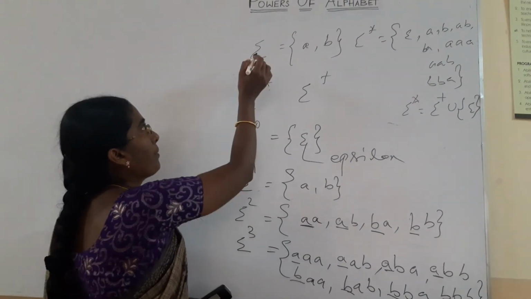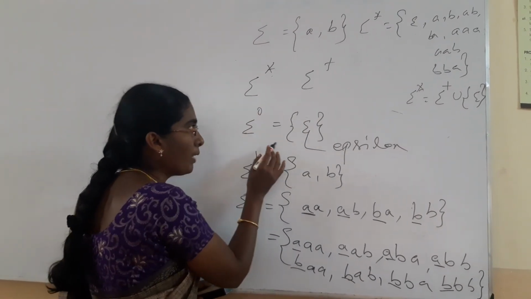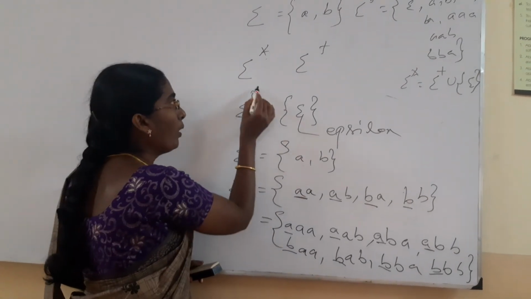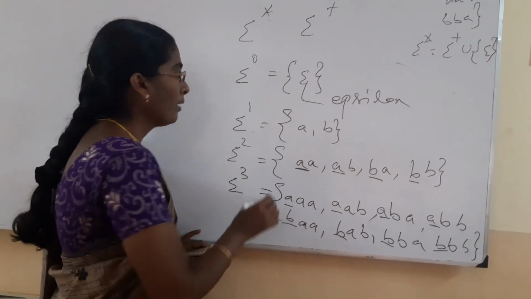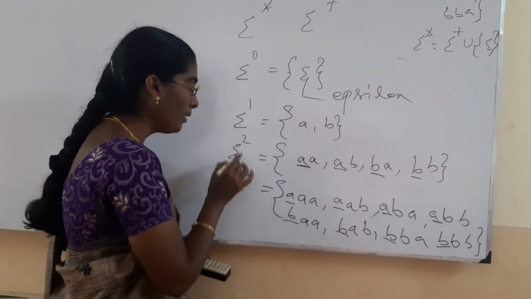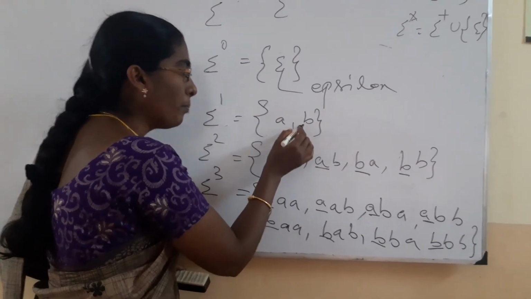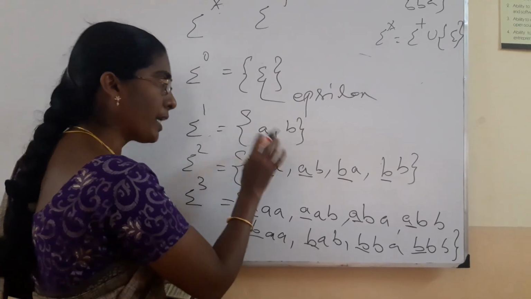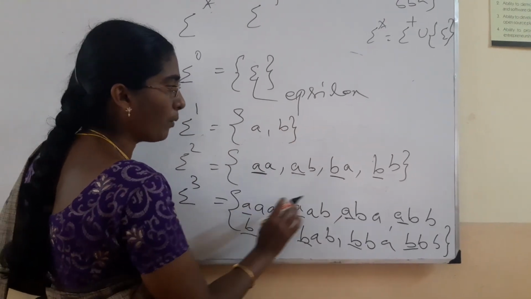First, summation is the given alphabet A comma B. Summation power 0 is equal to epsilon. That is, for any alphabet, summation power 0 is equal to epsilon. So what does 0 represent? 0 represents zero occurrence of the symbol. Summation power 1, the power is 1, that is equal to the given alphabet A comma B. Summation power 2 is the combination of A and B with length equal to 2. Summation power 3 is the combination of the same symbols present in the alphabet summation, that is A and B, with the length equal to 3.